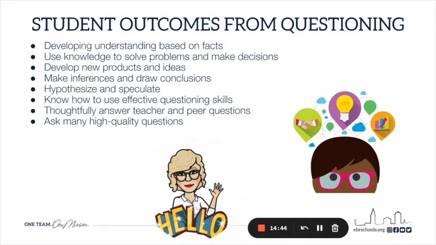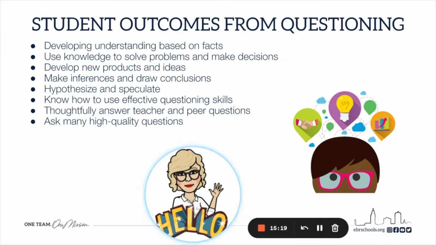As a result of understanding what teacher moves look like and what we want student moves to look like, here are some outcomes we can expect from questioning. Students are going to develop a better understanding based on facts. They're going to be able to use knowledge to problem solve and make decisions. They're going to make those connections across time and events and places. We also want them to hypothesize and speculate. So, what would have happened if we had not expanded into the West? What might our country look like today?